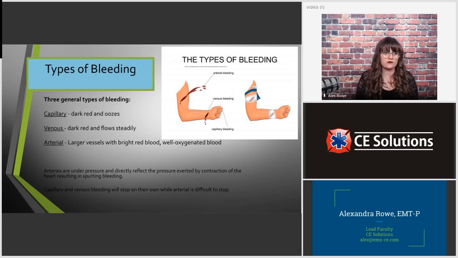Venous bleeding, again, is dark red, flows steadily. Arterial, that's larger vessels under pressure, and it's a well-oxygenated blood. So it's going to be bright red bleeding.